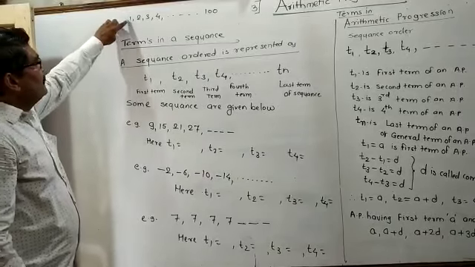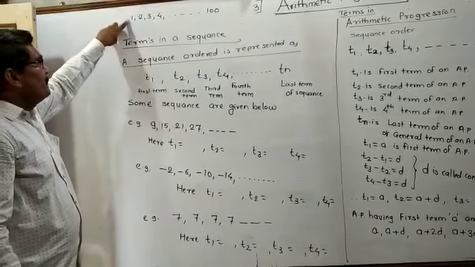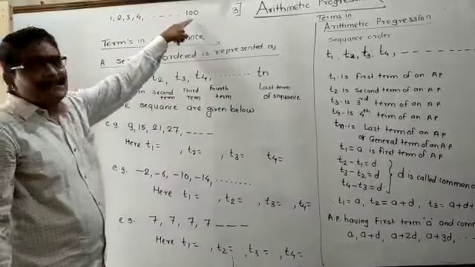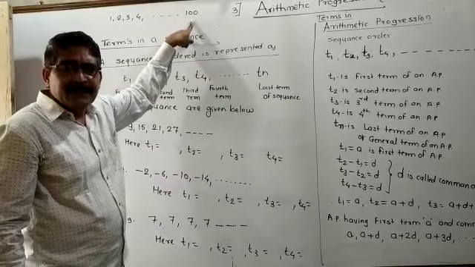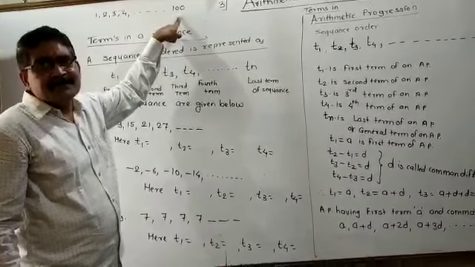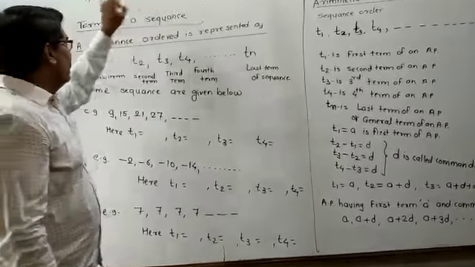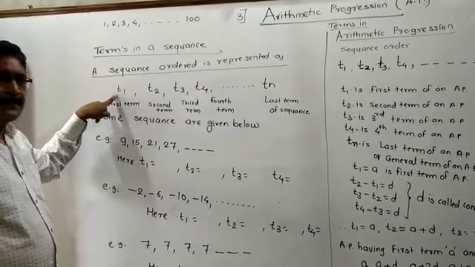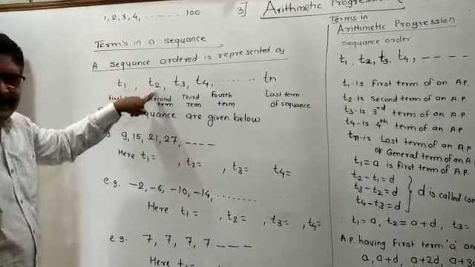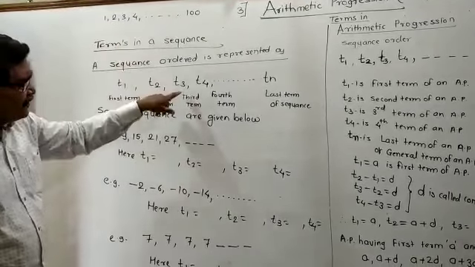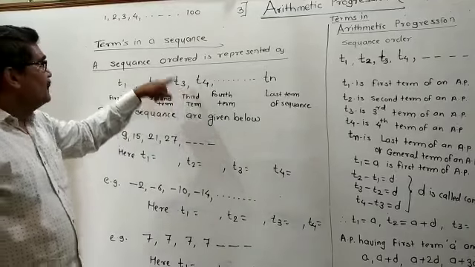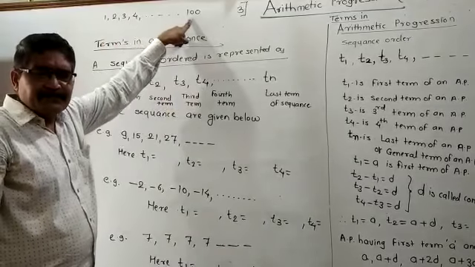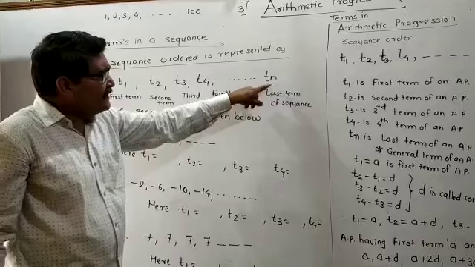This is the first term of the sequence, this is the second term, this is the third term, this is the fourth term, and this is called the last term of the sequence. Since this is term 1, we say T1. This is term 2, so T2. This is term 3, so T3. This is term 4, so T4. This is the last term, so it is called Tn.